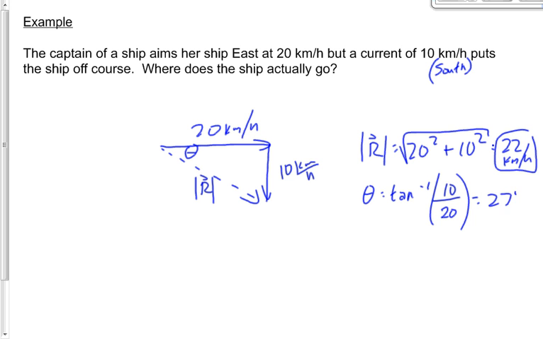So we're going to say 27 degrees what of what? The only axis that's in this picture is the east axis, and we're going south from the east. So it's going to be south of east.